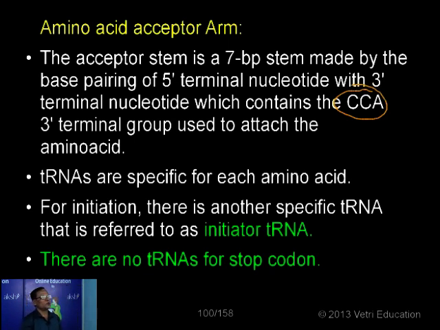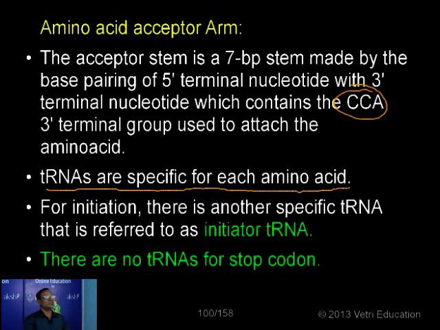So normally I mentioned each tRNA is specific for an amino acid. One tRNA carries only one amino acid. It never carries two amino acids at a time. So for example, a tRNA which carries serine will not carry, for example, methionine. A tRNA which carries alanine cannot carry phenylalanine. That is why I mentioned here tRNAs are specific for each amino acid.